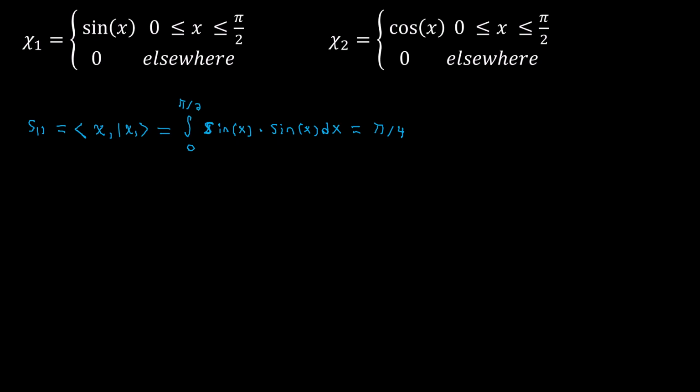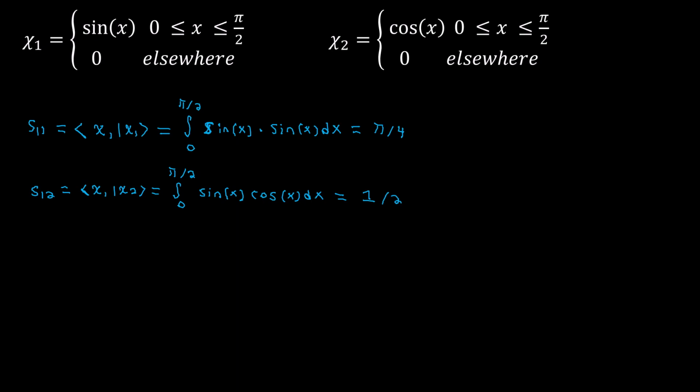Now we're going to move on to the next matrix element, which is S12. And that's going to be equal to the integral across all space of chi 1 chi 2, which is the integral from 0 to pi over 2. We're going to plug in chi 1 as sine of x and chi 2 as cosine of x, dx. Note that we're only integrating from 0 to pi over 2 here because the wave function is 0 everywhere else, so it wouldn't contribute to the integral. And using an integral calculator, we find that this integral is equal to 1/2.